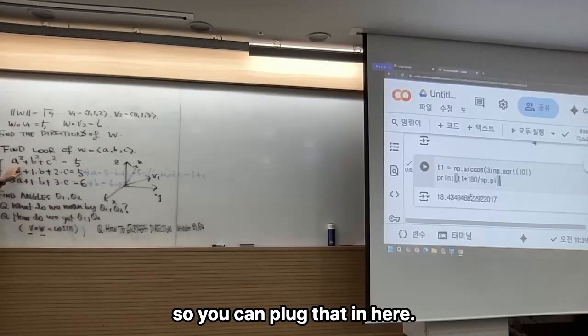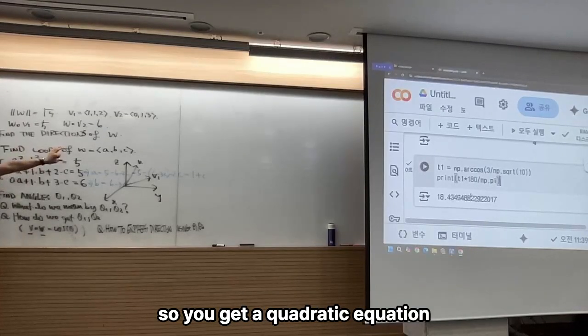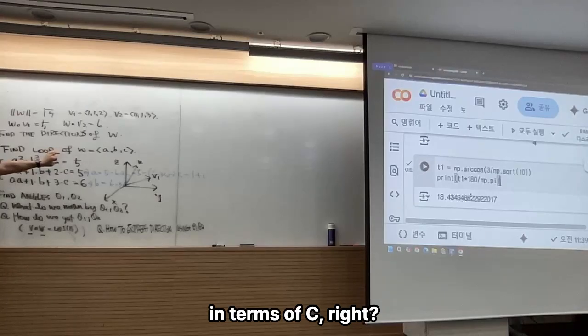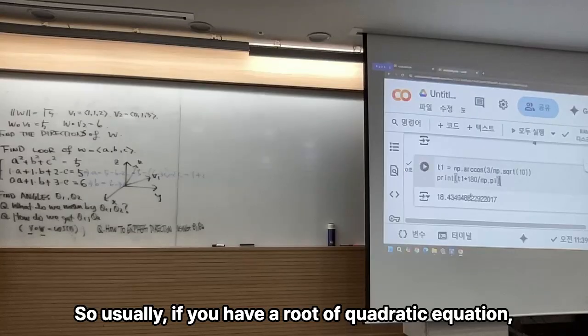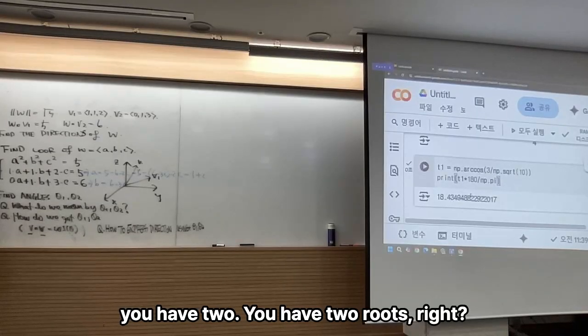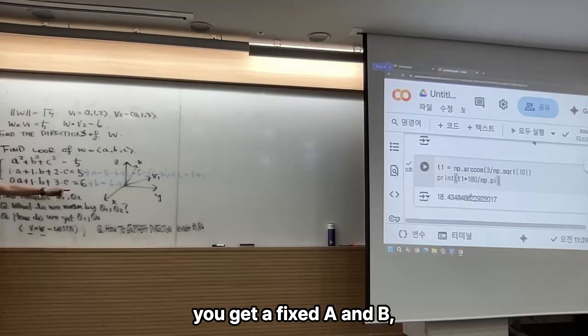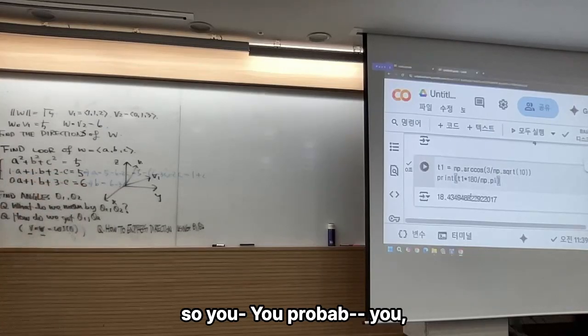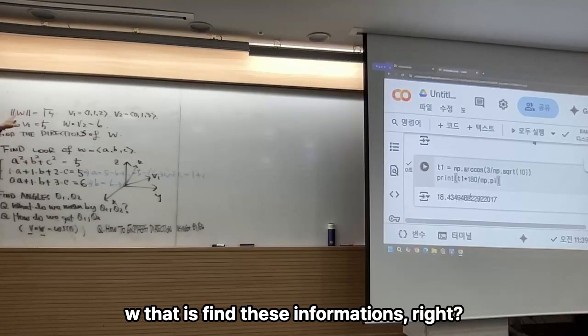So you can plug that in here, replacing A and B. So you get a quadratic equation in terms of C, right? Then you can find the roots. Usually a quadratic equation has two roots. So you get two candidates for the number C, but for each case you get a fixed A and B. So you can expect two candidates for the coordinates of the vector W satisfying this information, right?